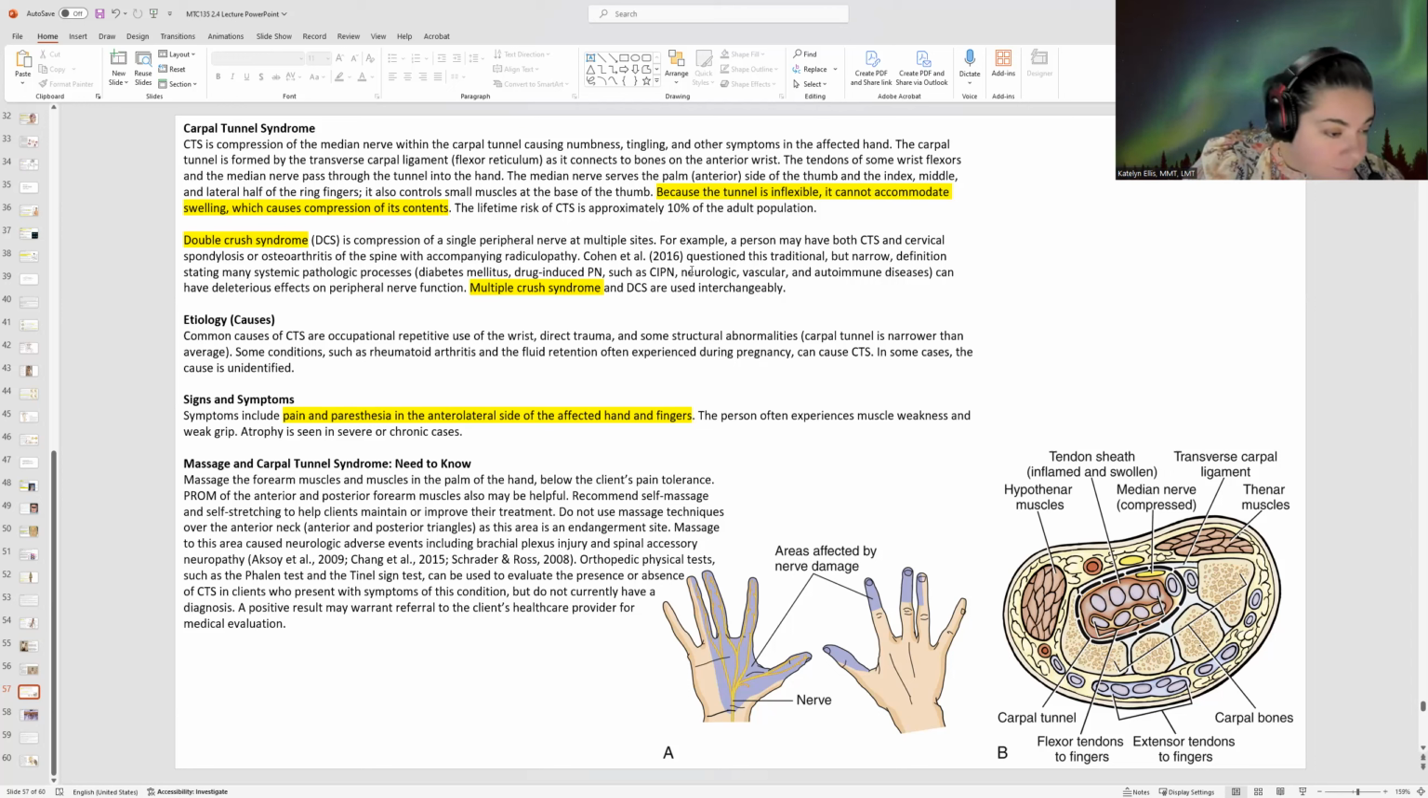Massage and carpal tunnel syndrome. Massage the forearm muscles and muscles in the palm of the hand below the client's pain tolerance. If you work to their pain tolerance, you can actually cause some additional edema in there and make it worse. Definitely recommend self massage and self stretching to help the clients maintain or improve their treatment. Do not use massage techniques over the anterior neck. We already know that.